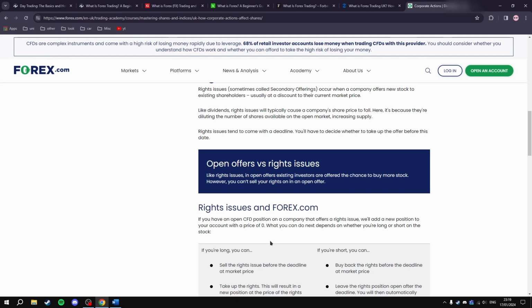Like rights issues, in open offers, existing investors are offered the chance to buy more stock. However, you can't sell your rights in an open offer. Also, you can't sell your stock then, basically. Right, okay.